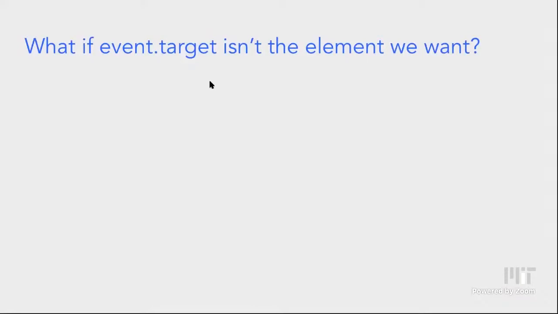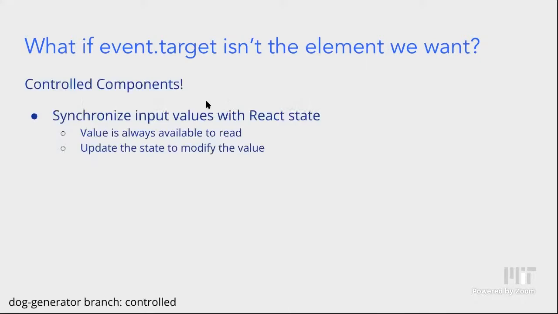However, what happens if the event target isn't the element you want? So maybe based on the input, you want to update some other text box or some button or something else. Well, in that case, we can use what are known as controlled components, where you synchronize the state of your React component with the value in your input elements. This makes sure that there's always a value you can read, and it makes sure to update the state whenever you type something in that input.